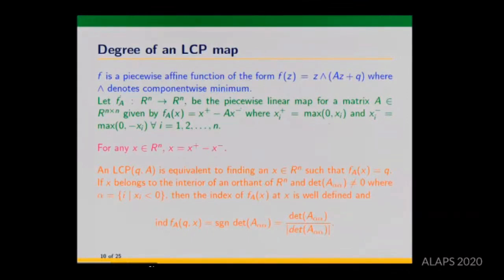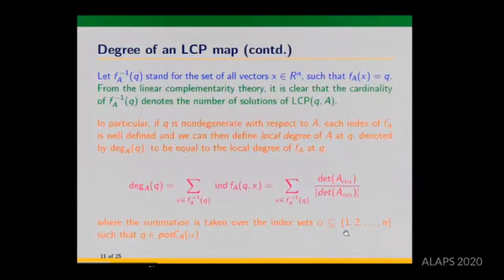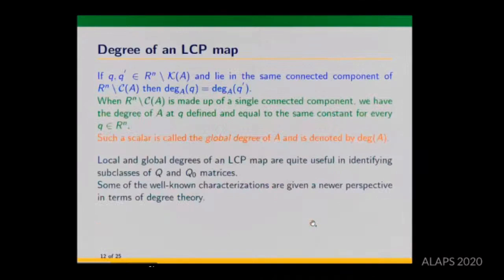If x belongs to the interior of an orthant of R^n and alpha is not equal to empty, here alpha is the set of all i for which x_i is less than 0. So the index of alpha you can write like this, equal to the sign of the determinant of A_alpha alpha. Now, if q and q' belong to R^n minus K(A) and lie in the same connected component, then degree of A at q is equal to degree of A at q'.